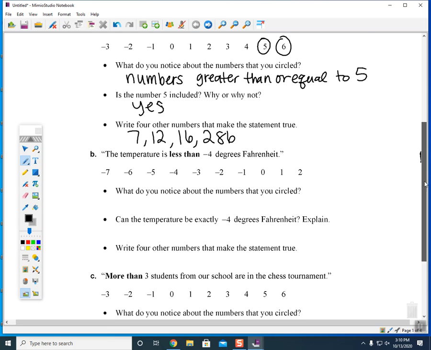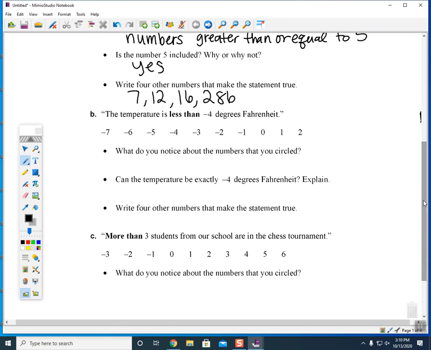Okay, my next one: the temperature is less than -4 degrees Fahrenheit. So less than -4 means that I'm going to include -5, that's less than -4, -6, and -7. Is -4 less than -4? The answer is no. -4 equals -4, but it's not less than, so I'm not including -4. So we just answered the second question. Can the temperature be exactly -4 degrees? No, it can't. It's not included, because -4 is not less than -4.